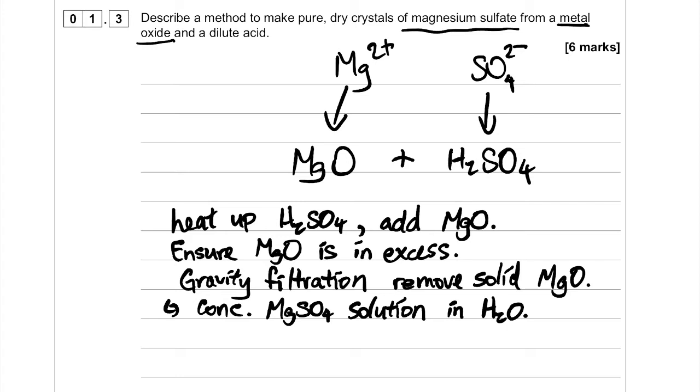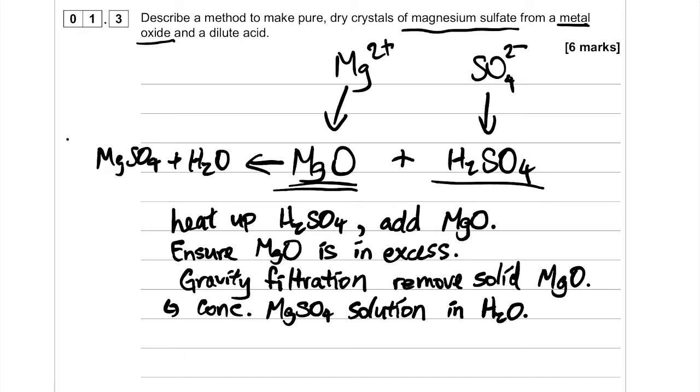That's just how the equation worked out to be, so I will actually just complete the equation up above. So that's balanced, and right, so what you have after adding excess magnesium oxide into sulfuric acid and filtering off the excess magnesium oxide gives you just everything on the left here. So magnesium sulfate solution in H2O. So what you need to do now is to get rid of the H2O.